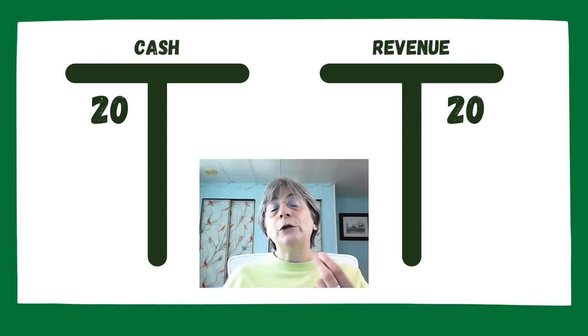So we said that revenue has a normal credit balance. And what's happening with our revenue? Is it increasing or decreasing? Well, it's increasing. So as a normal credit balance, we're going to increase it by crediting it for $20.